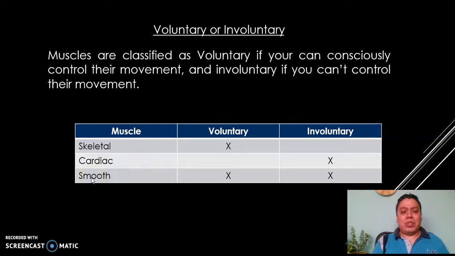And then we have in here the special case of smooth muscles. Smooth muscles are categorized as involuntary because you can't really control them. But there are some circumstances in which you can. For example, the smooth muscles surrounding your esophagus, you can control those to decide when you want to swallow or not, correct? So in that sense, smooth muscles are both voluntary and involuntary. But in most of the scientific literature, okay, officially, they are considered involuntary muscles, all right?